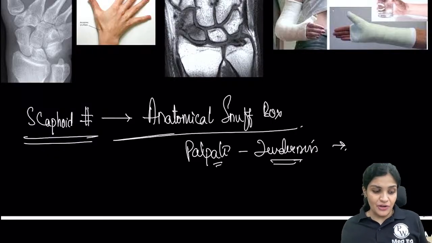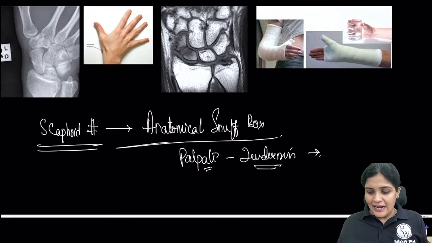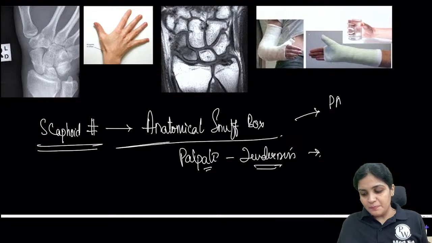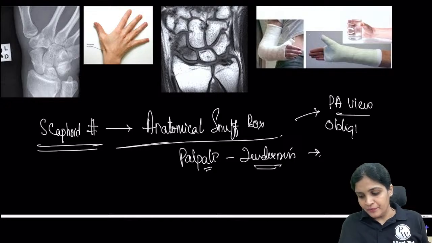And usually we miss the scaphoid fracture, right? We tend to miss the fracture. And that is why, what are the views which we take? So one is the oblique. Very good. You go for the oblique view. Very, very good. So you go for the oblique view where you can see the scaphoid fracture.